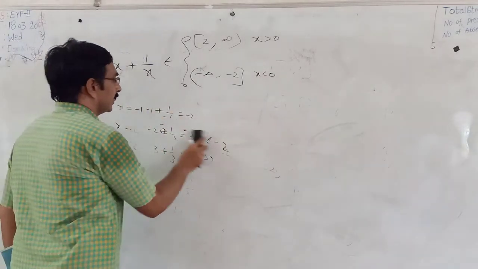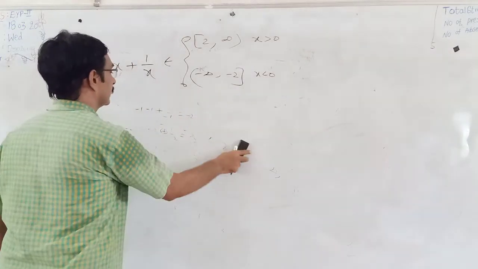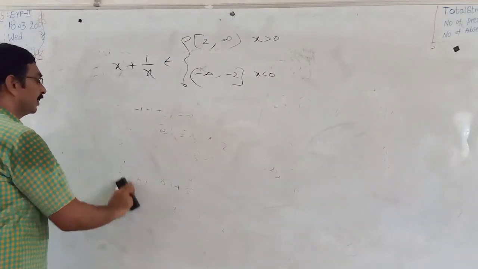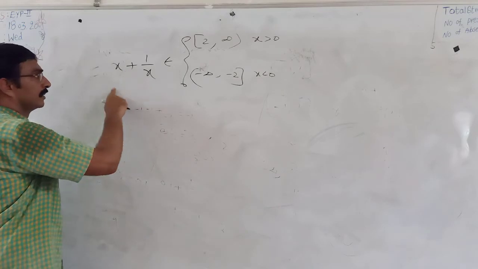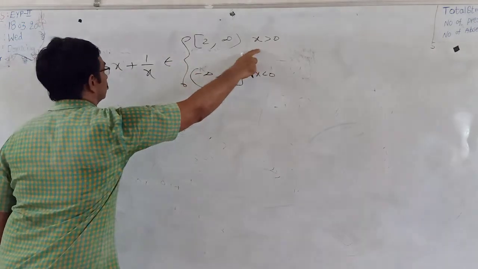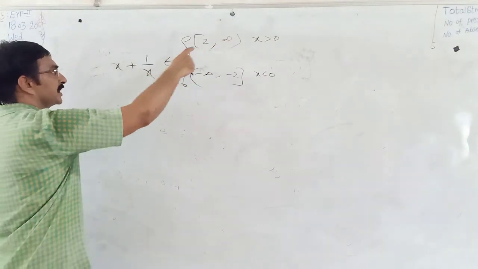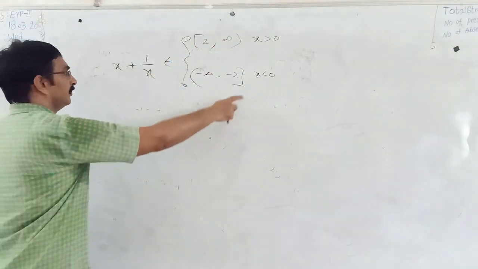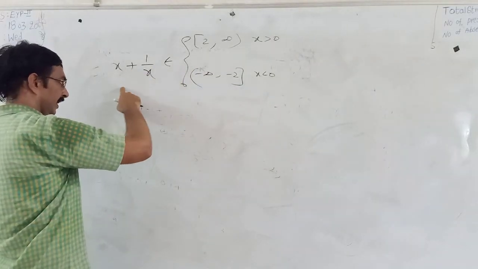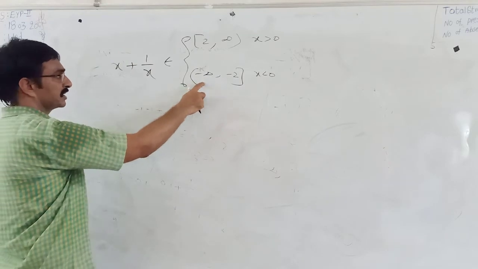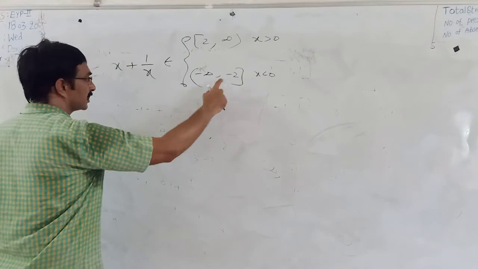See, if a function is in the form of x plus 1 by x, if x is positive, the range is 2 to infinity. That means x plus 1 by x is greater than or equal to 2. If x is negative, the range of x plus 1 by x is -infinity comma -2. That means x plus 1 by x is less than or equal to -2.